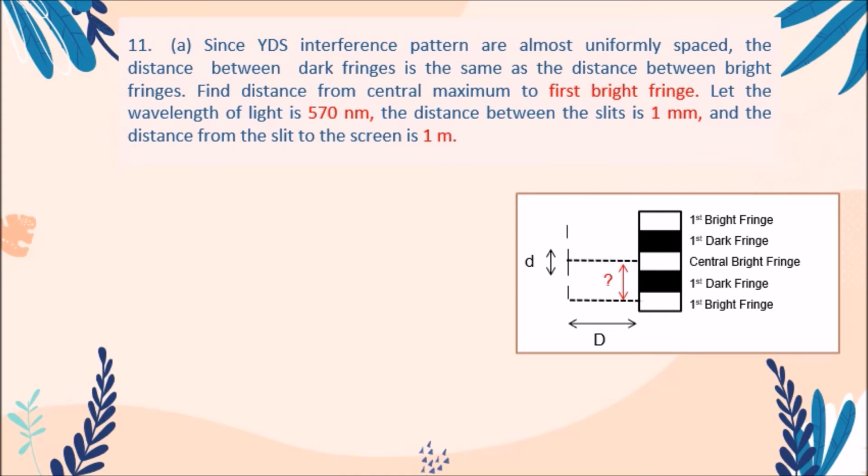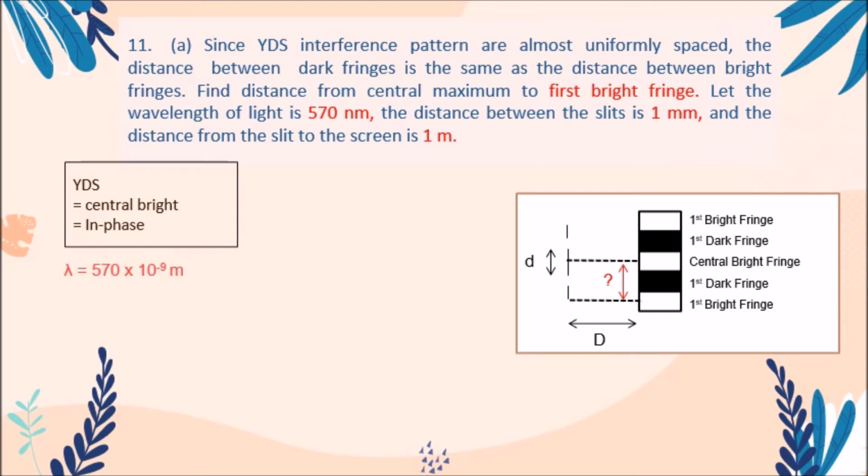We know that YDS is interference of two in-phase sources and has a central bright fringe. From the question, we can figure out the information given, which is wavelength equal to 570 nanometer, and we have to convert it into meter, and we get 570 times 10 to the power of negative 9 meter. Next, we have distance between double slits equal to 1 millimeter, or 1 times 10 to the power of negative 3 meter. The slits are placed 1 meter from the screen, and we know its order number equal to 1.